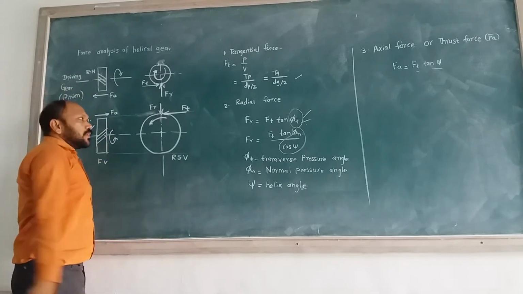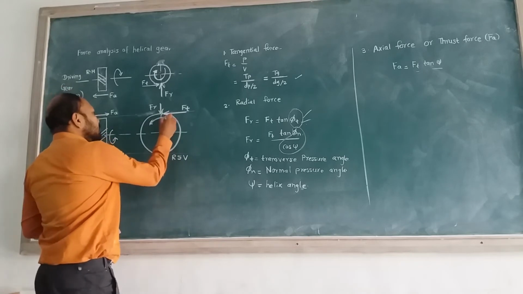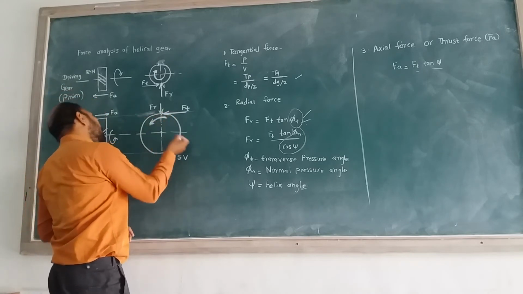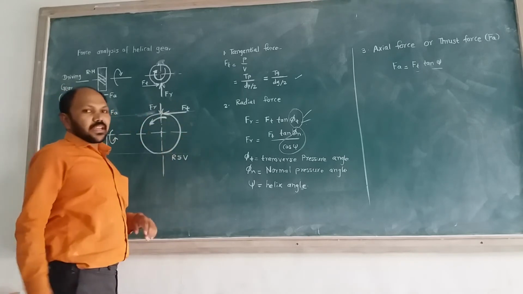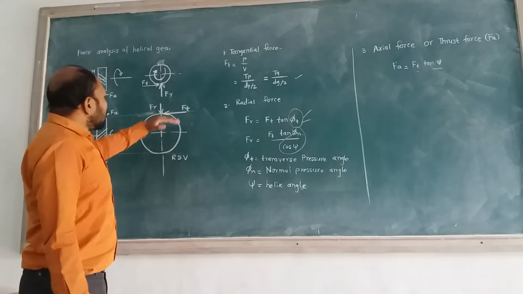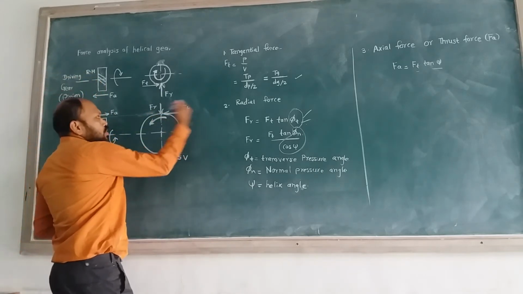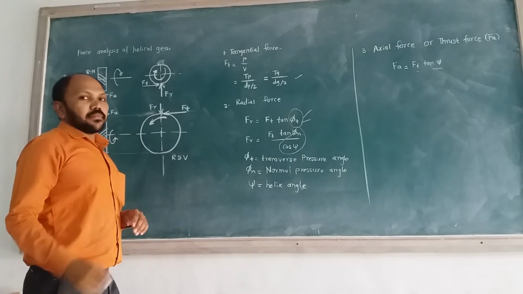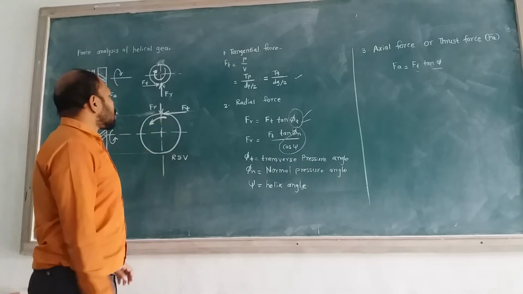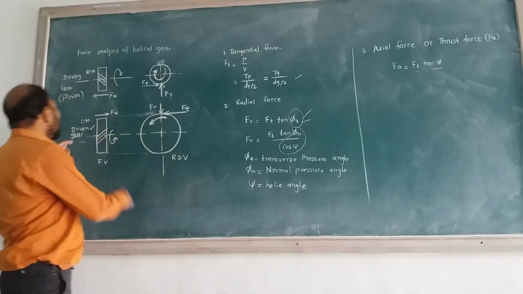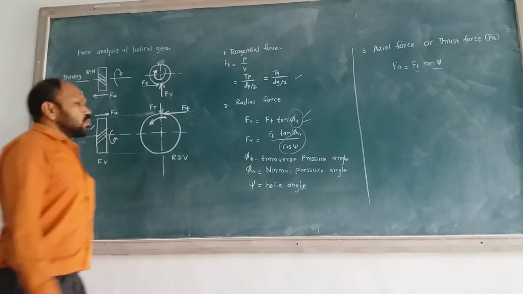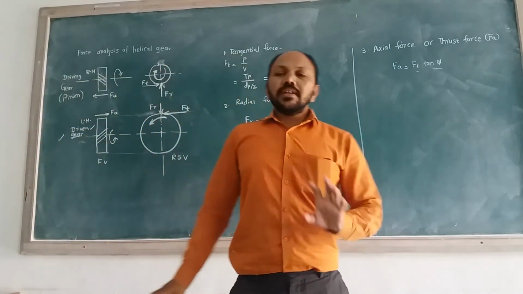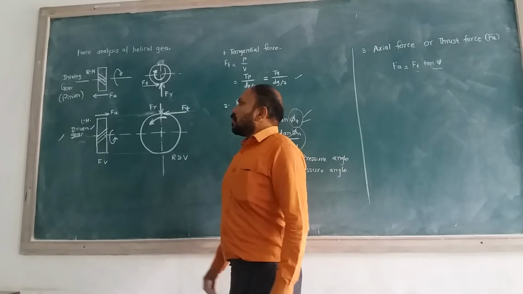But if we see the driven gear case, this is the direction of rotation. Direction of rotation is anti-clockwise, and in this case, the tangential force supports this direction. So this is about the driven gear case. So in this way, we decide the directions for tangential force.